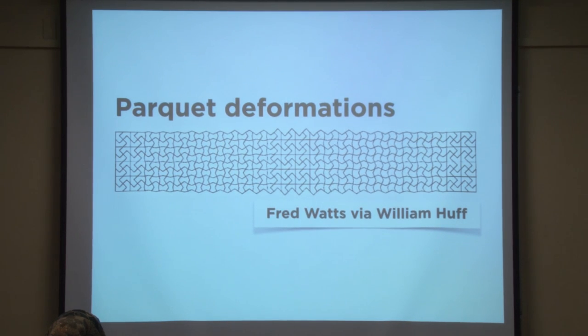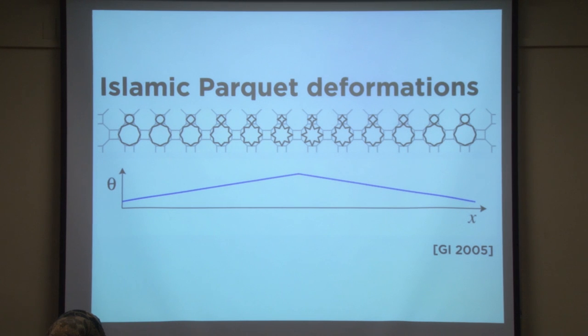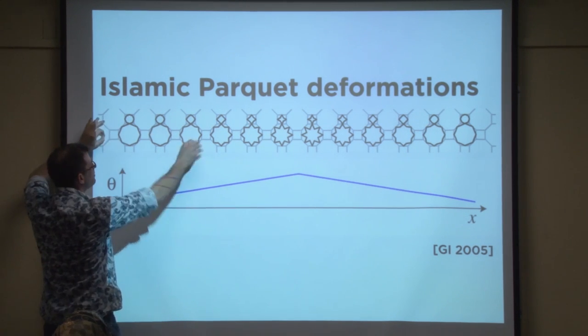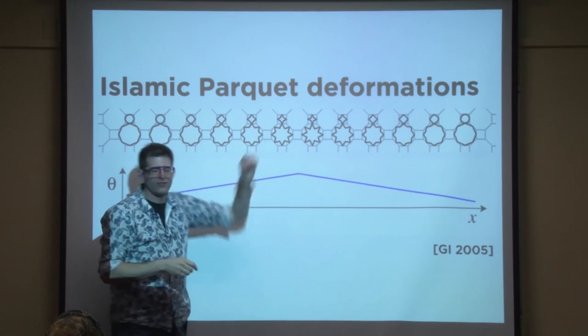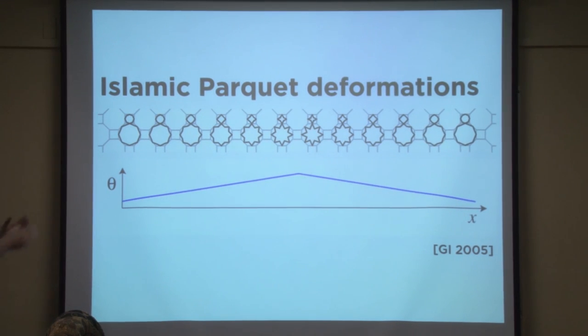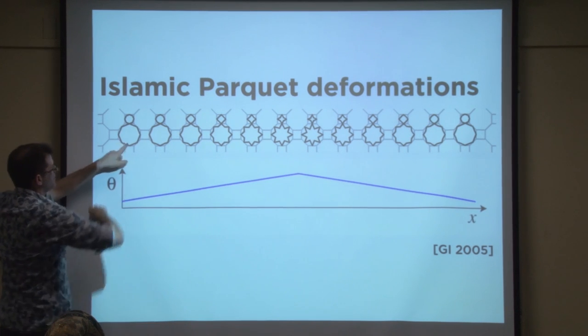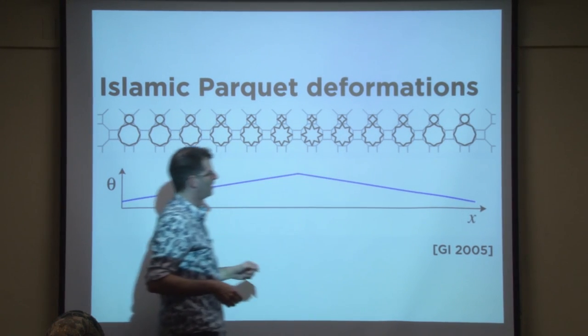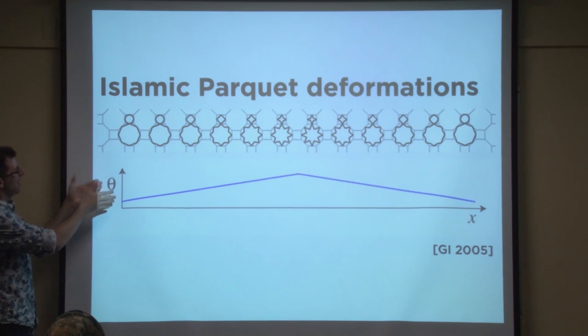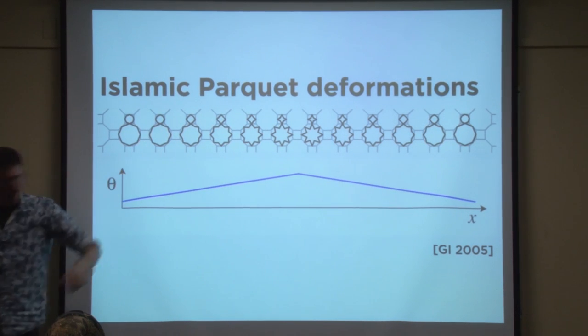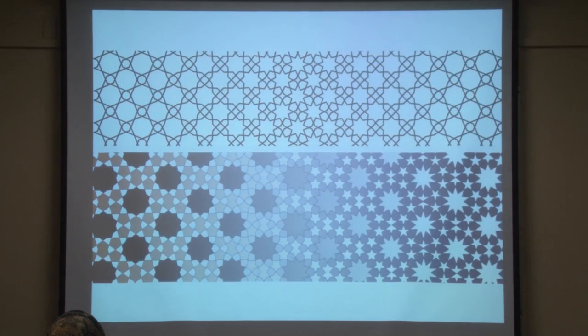So it was natural for me to ask whether Islamic star patterns could be subject to a similar kind of metamorphosis. And in fact, it's not even really that hard to do. I showed you that I had this continuous parameter that I could vary, this angle that I make with the edges in a tiling. So why don't I vary that angle within the scope of one design? And you can see that I've started to do that here. I can make the angle of contact be varying spatially in one piece of design. So you get these nice long linear designs that evolve but are still recognizably Islamic star patterns. So I call these Islamic parquet deformations.